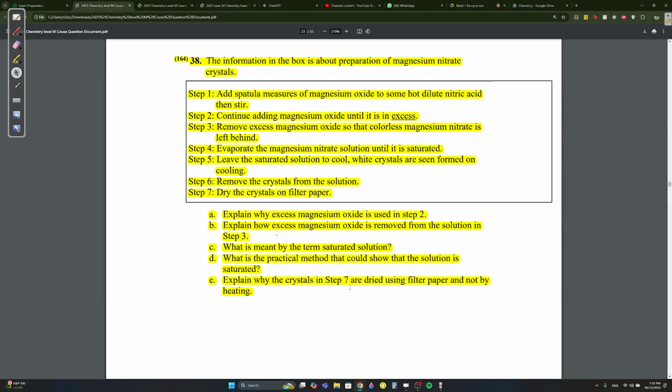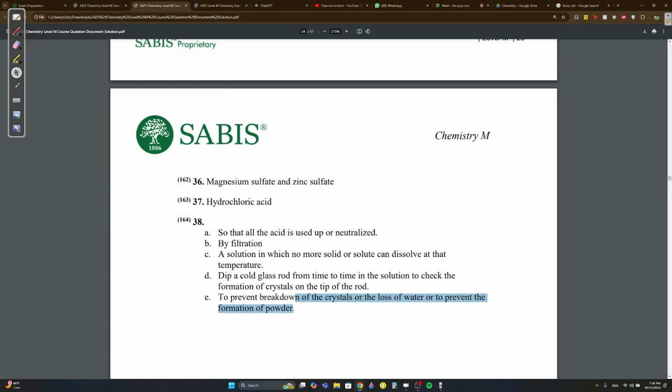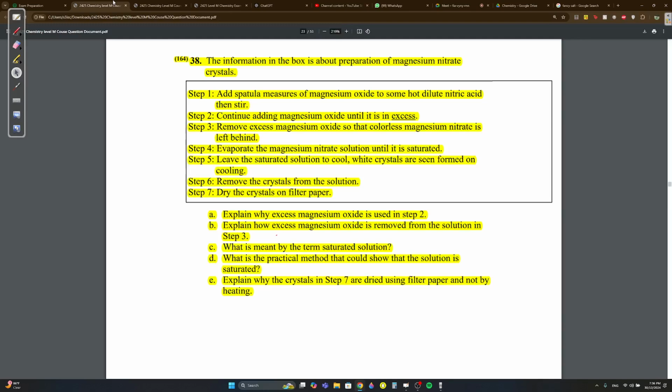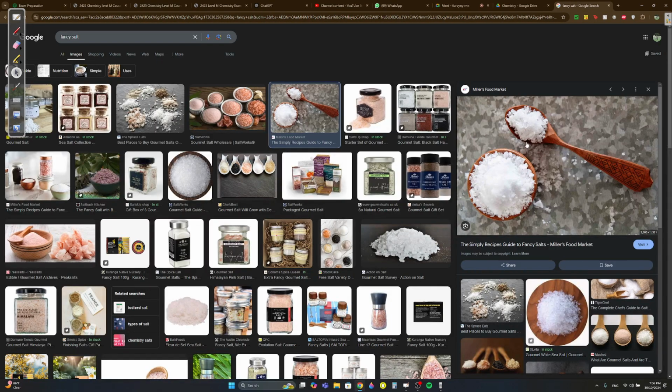Explain why the crystals in step 7 are dried using filter paper and not by heating. You can usually dry by heating or using filter paper, but we prefer filter paper because if you heat it, it might break down the crystals into powder. For those who don't know, ionic compounds can be crystals or powder. For example, salt: you can have crystal salt, like I'm sure you've seen before, or powdered salt.